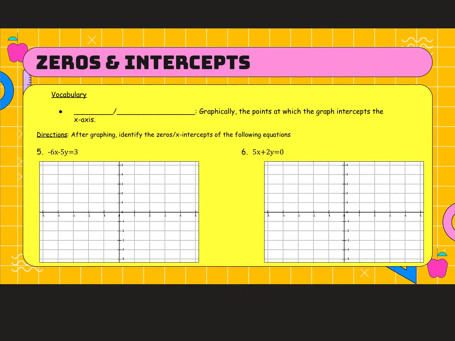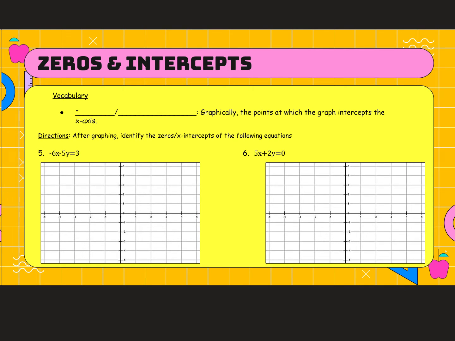All right. And the last piece we're going to look at, and we've talked about intercepts before, but we're going to talk about zeros and specifically x-intercepts. So zeros and x-intercepts, graphically, the points at which the graph intersects the x-axis. So as we get further into functions later on throughout the year, you will hear that there are other terms, but right now, zeros and x-intercepts mean the exact same thing.